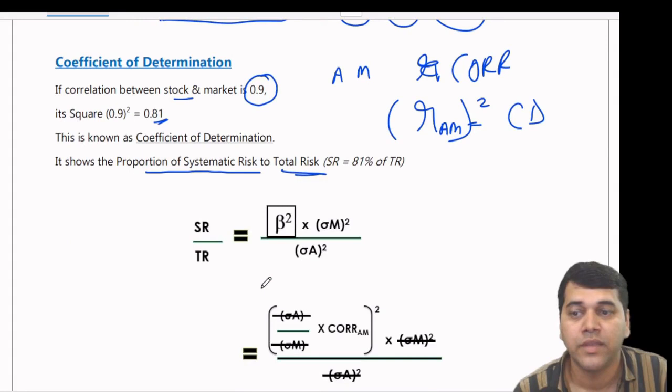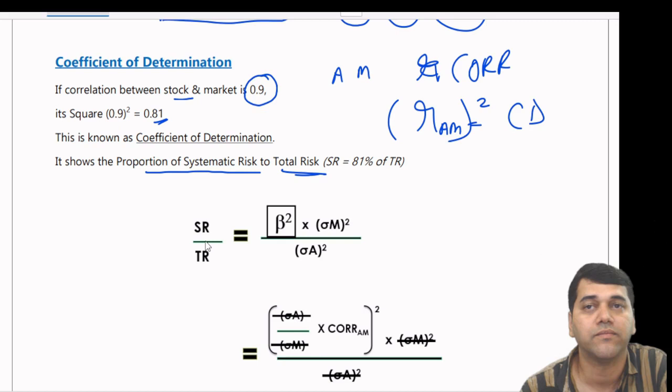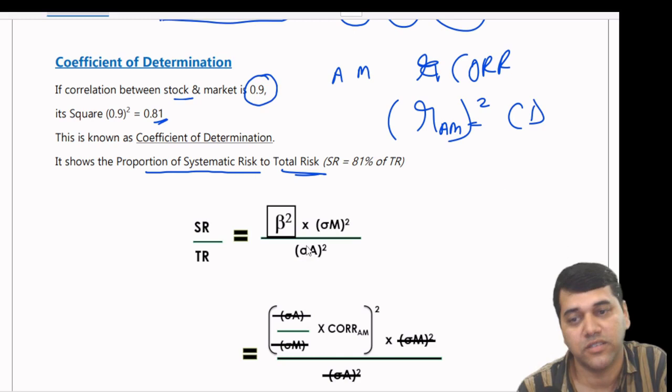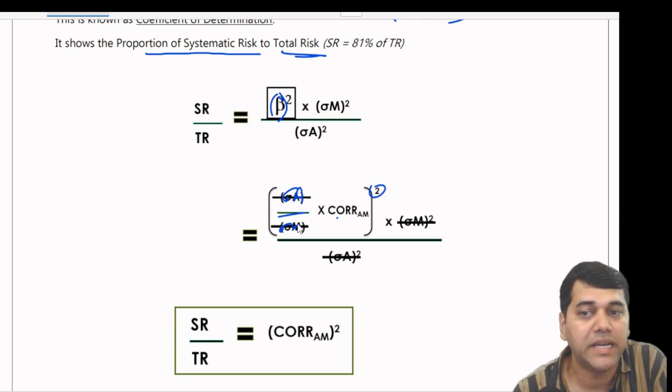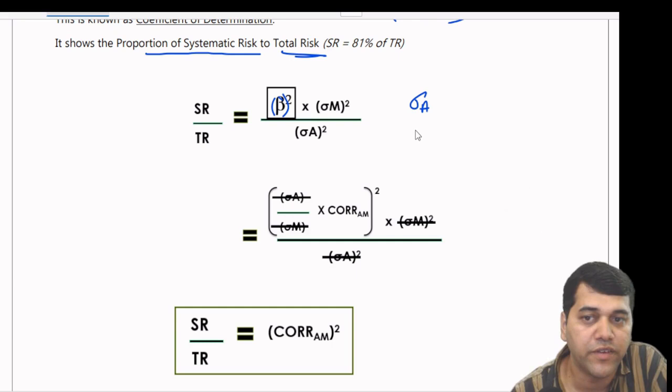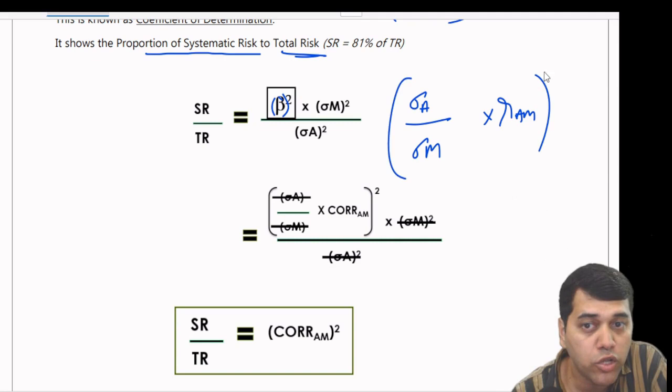So, systematic risk divided by total risk. What is the formula for systematic risk? Systematic risk is beta square into market variance. What is total risk? Standard deviation of A square. This is total risk. So if I convert this beta into this equation, standard deviation of A divided by standard deviation of market into correlation. It is a square because it is beta square. I change this equation, and I will start striking off. This beta I will change and write standard deviation of A, standard deviation of M into correlation of AM, to the whole square, into sigma M square, divided by sigma A square.